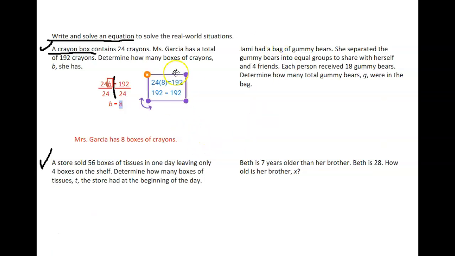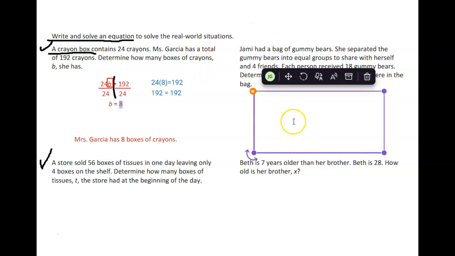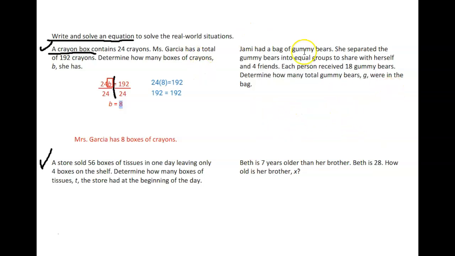Okay, so there are 2 examples of multiplication in our notes and here. I'd like to give you an example of division before you move on to complete some problems at the bottom. So let's work this question together. Jamie had a bag of gummy bears. She separated the gummy bears into equal parts. If I see the words equal parts, I'm going to be thinking division.